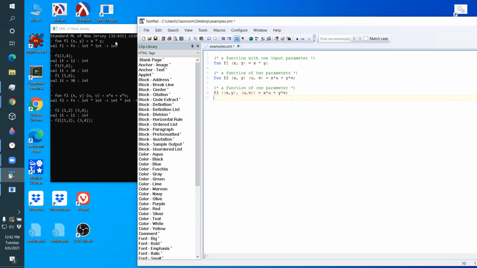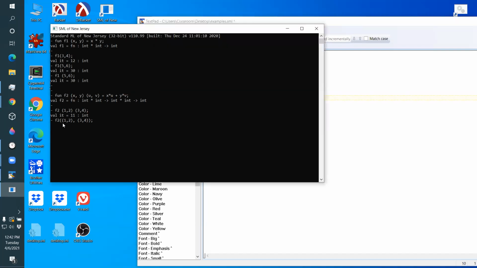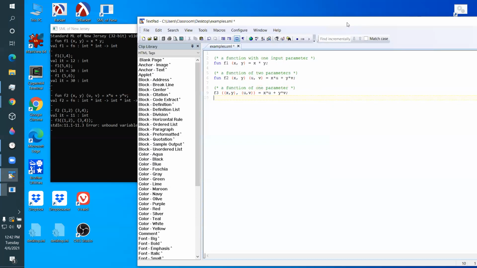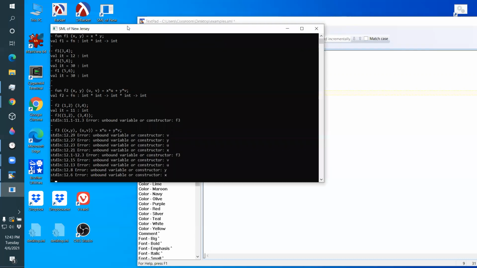And then that would be this notation here, even though this would be F3. Oh, I haven't defined F3 in ML yet. I forgot to copy it over there. So here's F3.